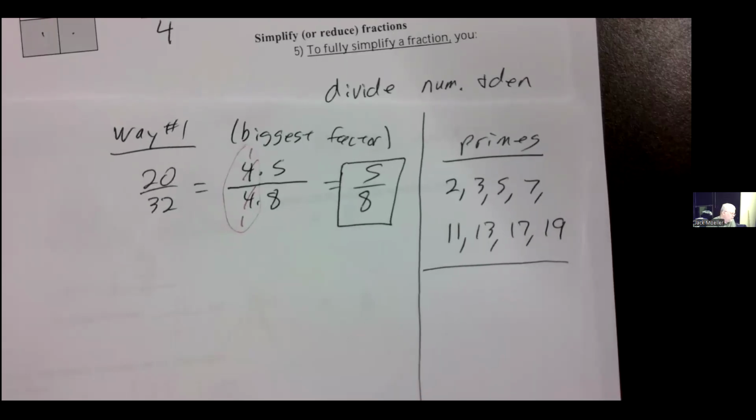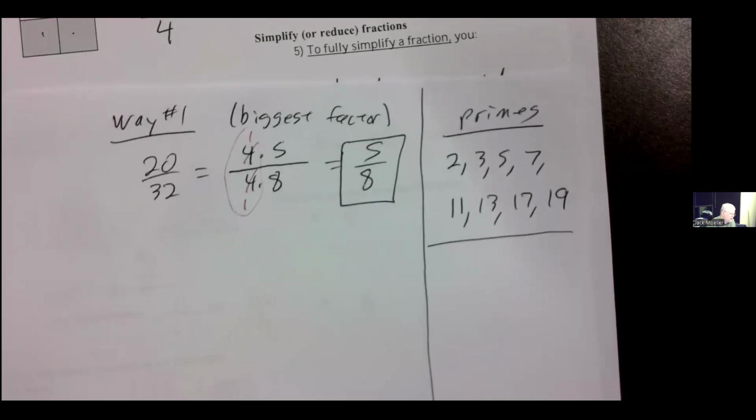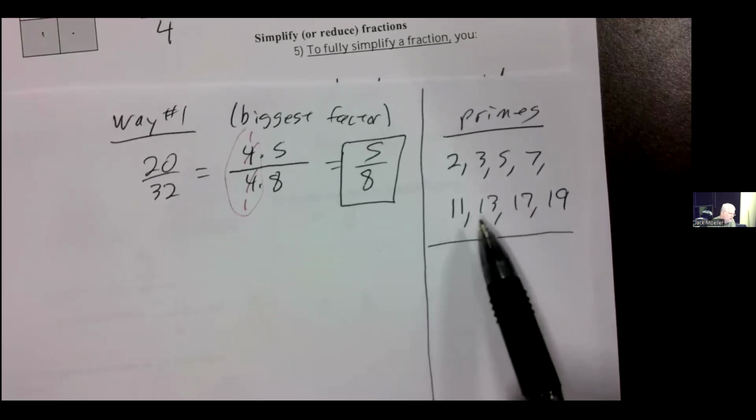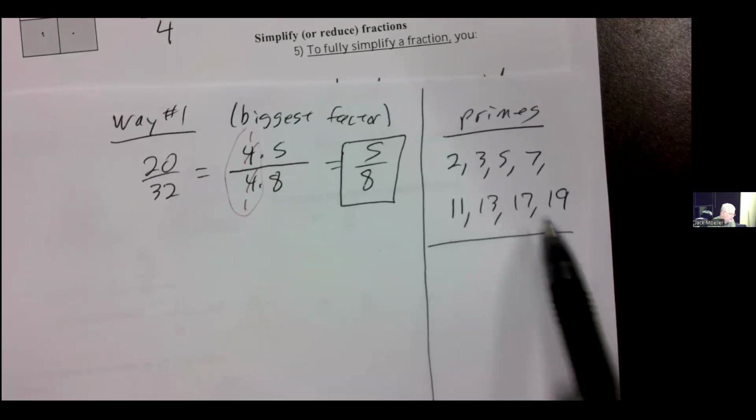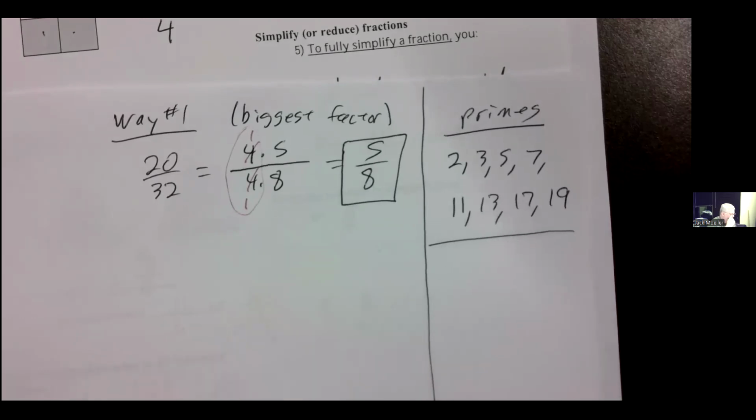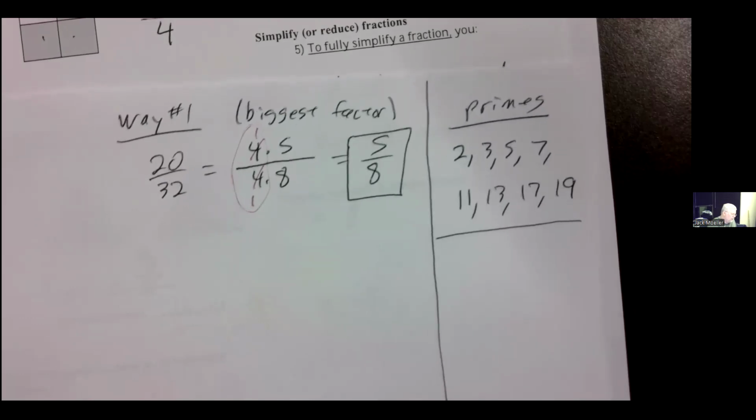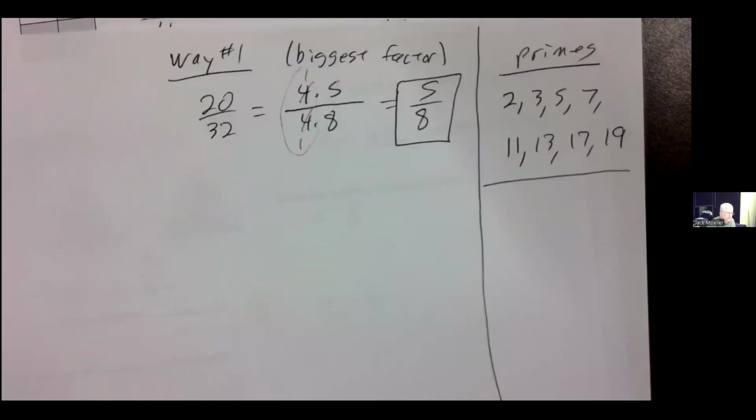So typically for the problems we do in this class, people are good for checking 2. It's easy to see if they're both even. People are good for checking for 5 because it has to end in 5 or 0. But then a lot of times people stop, so don't forget to check 3, don't forget to check 7. Sometimes 11 and 13. Usually by the time you get to 13, you've found most of the primes in these problems. Sometimes you have to go a little bit bigger. But that will help you simplify some of your fractions.